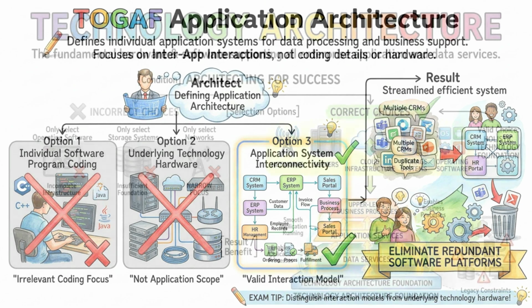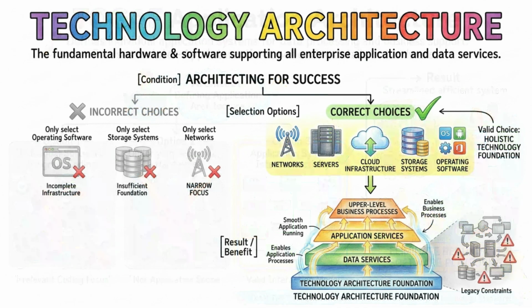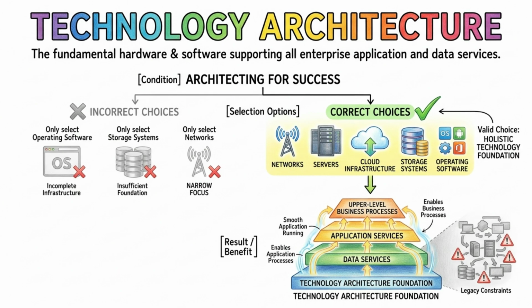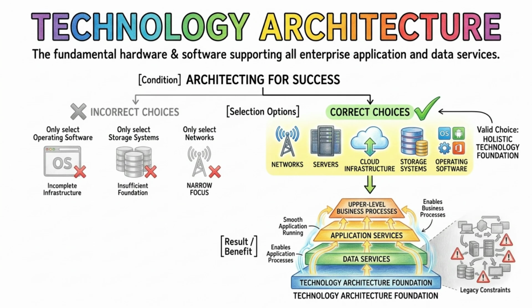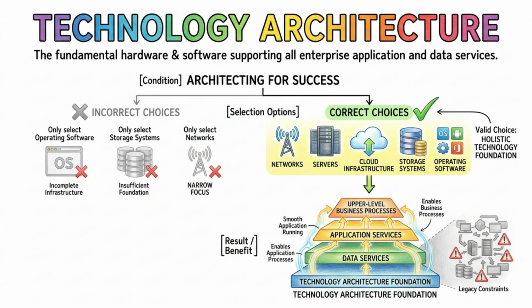The fourth architecture domain is technology architecture, which outlines the software and hardware infrastructure required to support application and data services. This includes networks, servers, cloud infrastructure, storage systems, and operating software that keep applications running smoothly. Technology architecture provides the physical and logical foundation upon which all other enterprise systems operate. Exam questions often test how technology infrastructure choices directly enable or constrain upper-level business processes.